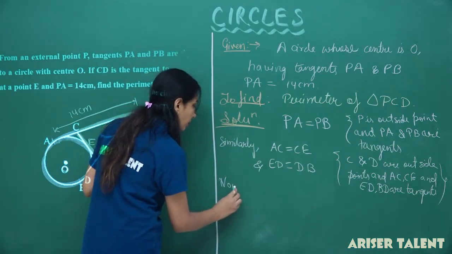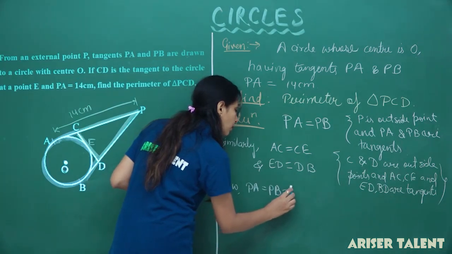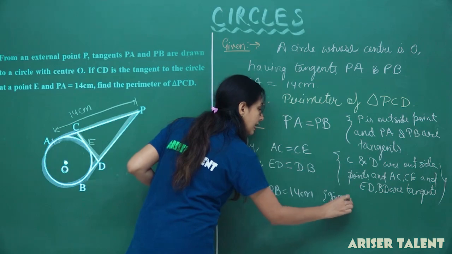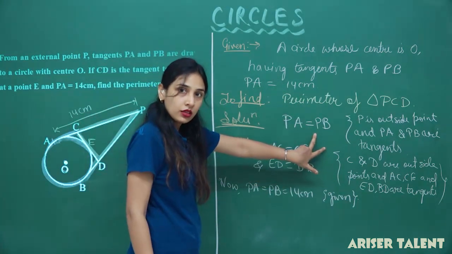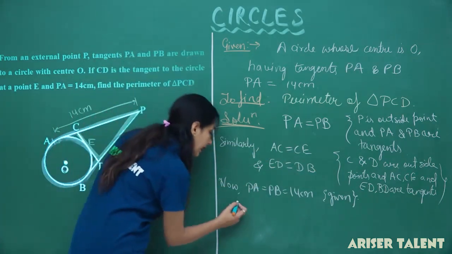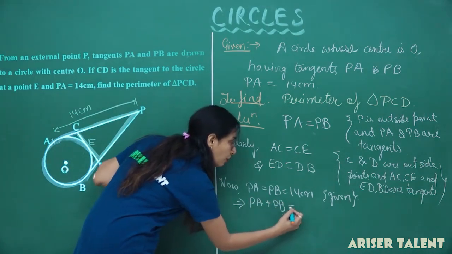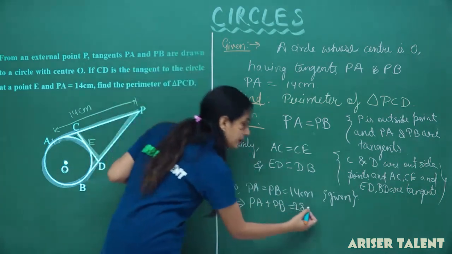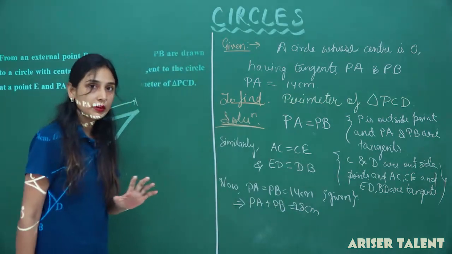Now, PA equals to PB equals to what? 14 centimeter, which is given for PA only, but PA equals to PB, we know that, isn't it? Now, PA equals to PB. Now, what I can say, that implies PA plus PB equals to 14 plus 14 will be what? Equals to 28 centimeters. This is 14, this is 14, that will give me 28 centimeter, right, students?